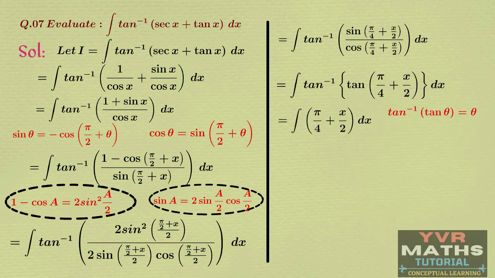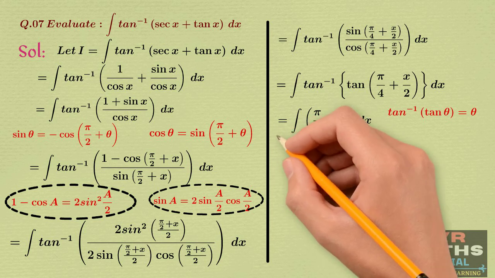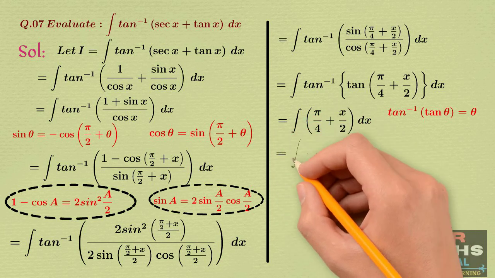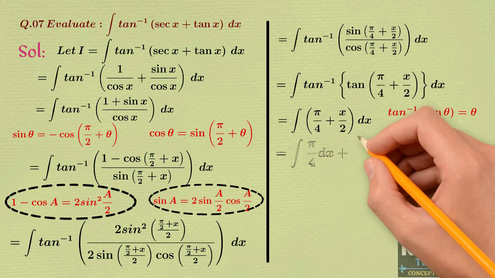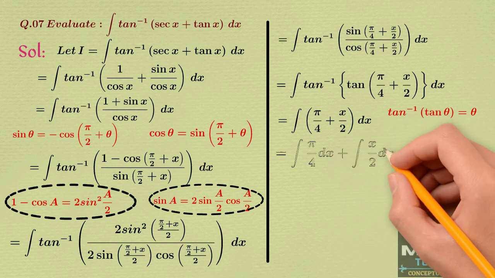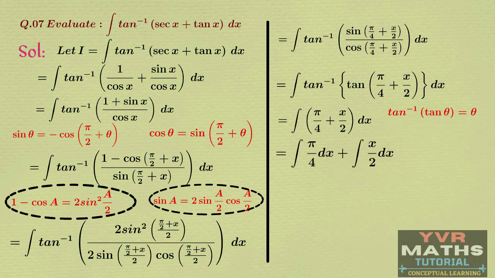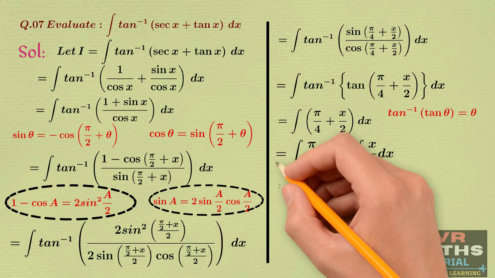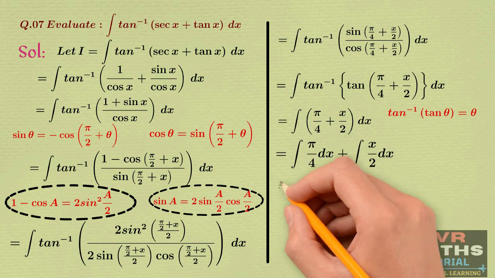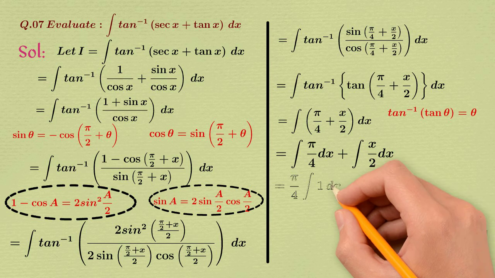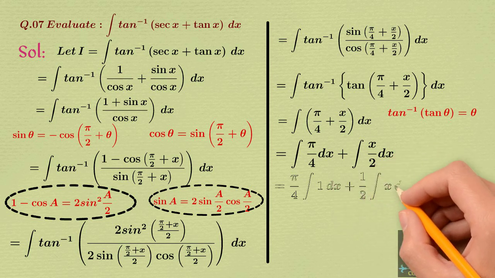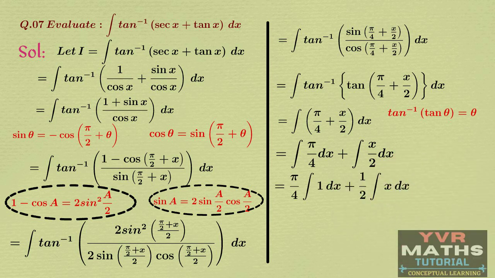By using basic properties of indefinite integrals, I am going to apply individual integrals. Then the next step is integral pi by 4 dx plus integral x by 2 dx. In the first function, pi by 4 is constant, you write outside of integration. In the second function, 1 by 2 is constant, you write outside of integration. Then the next step is pi by 4 integral 1 dx plus 1 by 2 integral x dx.